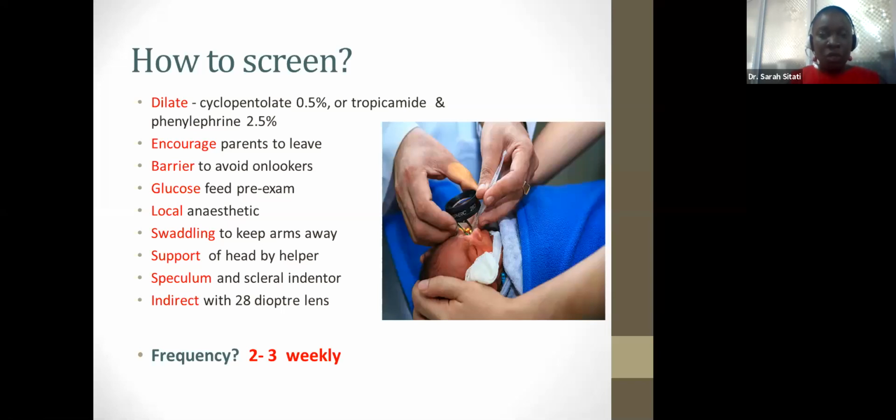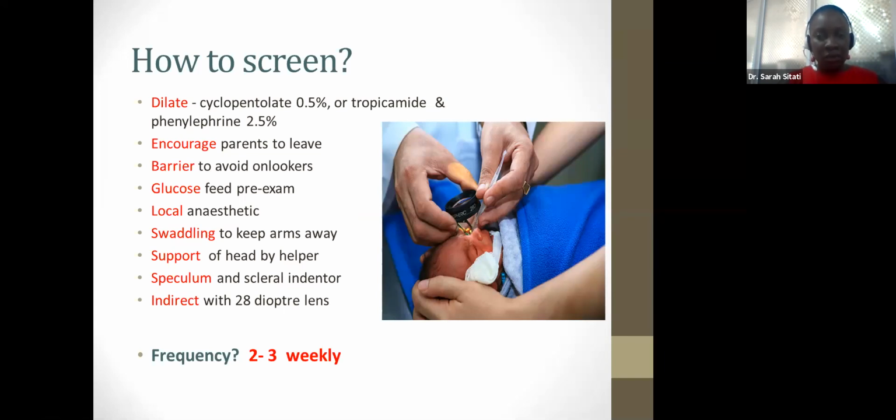Then we use what we call a scleral indenter. If you look at the picture on your right, you'll see a stick-like object that the doctor is holding, a transparent object. It can be glass or plastic or metal. This is used to depress the eye so that you can see all sections of the retina adequately and be able to detect any retinopathy of prematurity. And finally, we use an indirect ophthalmoscope, which is usually placed on the ophthalmologist's head and used together with a 28 diopter lens, which enables us to visualize the retina.